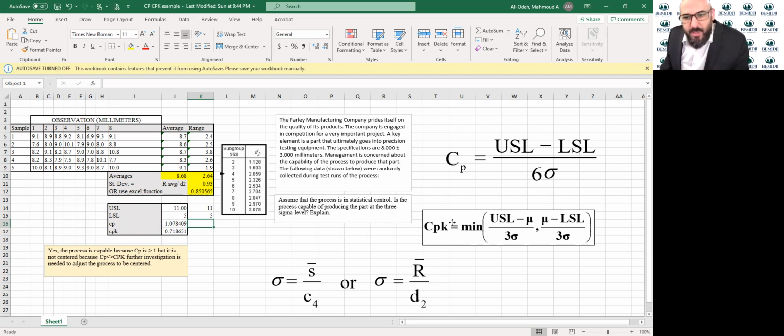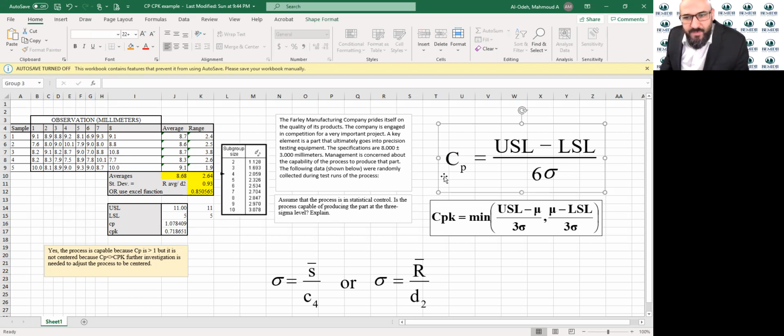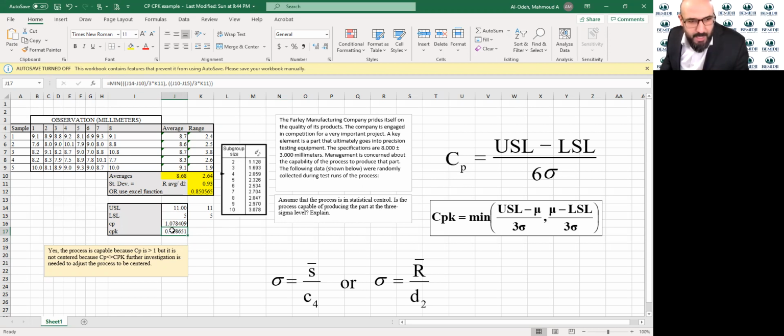In order to find the CP, you take the upper specification minus the lower specification, divided by 6 sigma. So upper specification, 11 minus 5, divided by 6 times 0.93. That would give you 1.078.